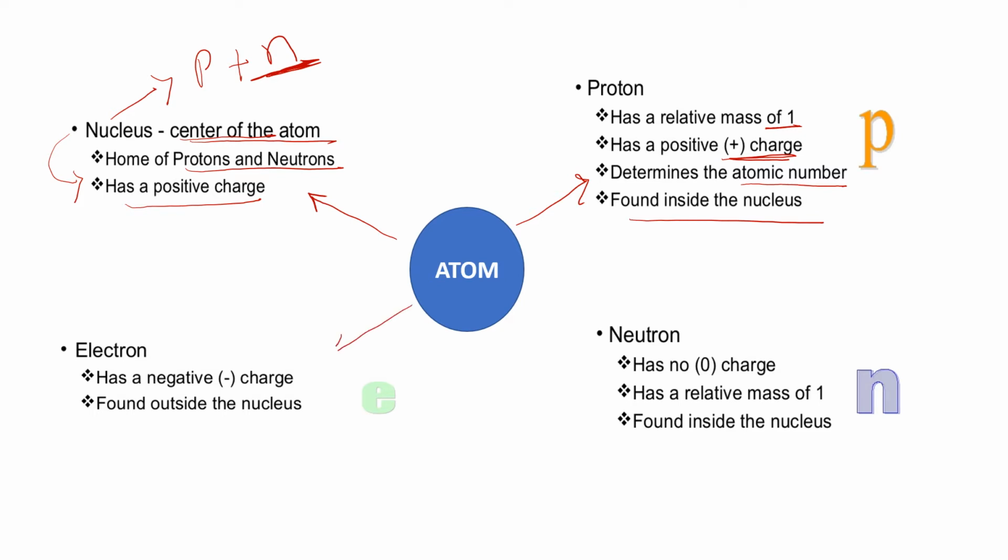Now what is an electron? An electron is denoted by E. It has a negative charge and is found outside the nucleus, revolving in an orbit or shell. Neutrons, another part of the atom, are denoted by N. A neutron has no charge, that is, zero charge. It has a mass of 1, and electrons have negligible mass. A neutron has mass 1 and is found inside the nucleus.